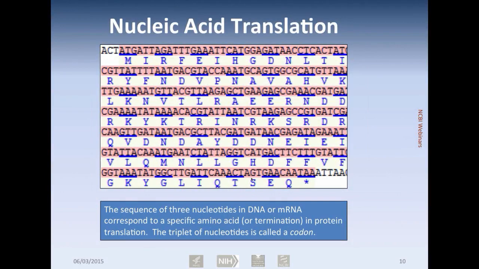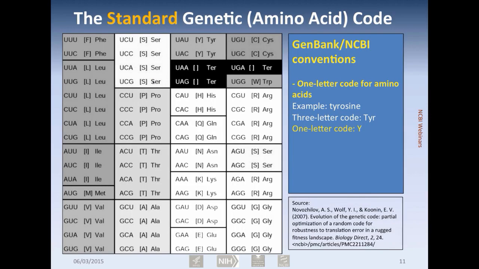This is nucleic acid and how it is translated in groups of three nucleotides at a time. You see the three nucleotides, it's groups of three. These nucleotides are called a codon. It's a triplet code. And you can see how each group of three is then translated into an amino acid. There's a standard genetic code that is used for that translation. And one of the conventions that we use at NCBI is to show the single letter amino acid for each triplet codon. The termination or start codons are shown with an asterisk.